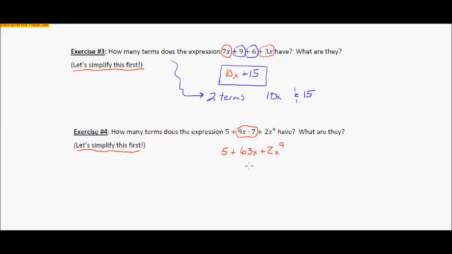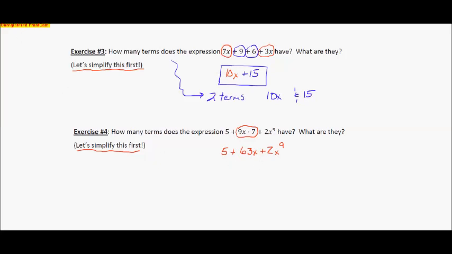Alright? And then I want to say, well, can I combine anything else? Can I add anything else? Well, this 5 does not have any x's, so I can't combine it with these two. The 63x to the first, remember that's to the first power, that is different. That is not like terms with x to the 9th, so I cannot combine these two. So I've simplified everything I can.